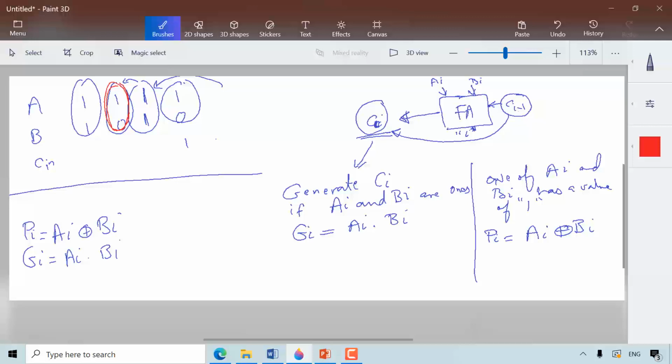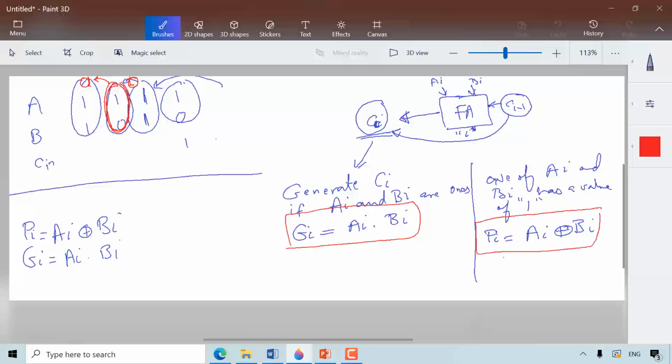So the propagate condition equals 1, which means that if I have a carry in of a 1 here, I'm going to have a carry out of a 1. If I have a carry in of a 0, I'll have a carry out of a 0, which means I will propagate whatever carry I receive. So there are two important conditions here: the generate and the propagate.